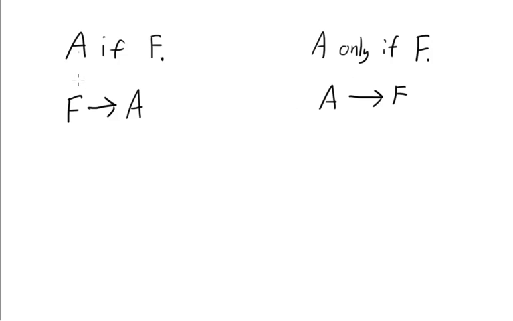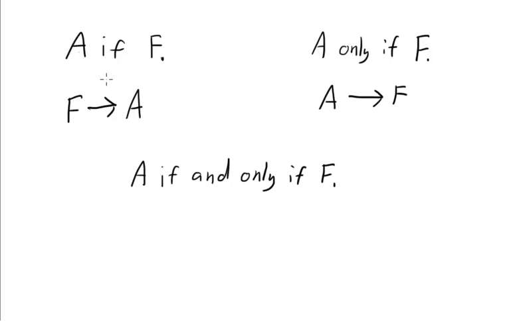On this side we have that F implies A. Now on this side we have that A implies F. And knowing the difference between these two can make a huge difference in your score on the LSAT. So what happens if we combine these two statements? Imagine, for instance, if I said A if and only if F. So what have I done here?